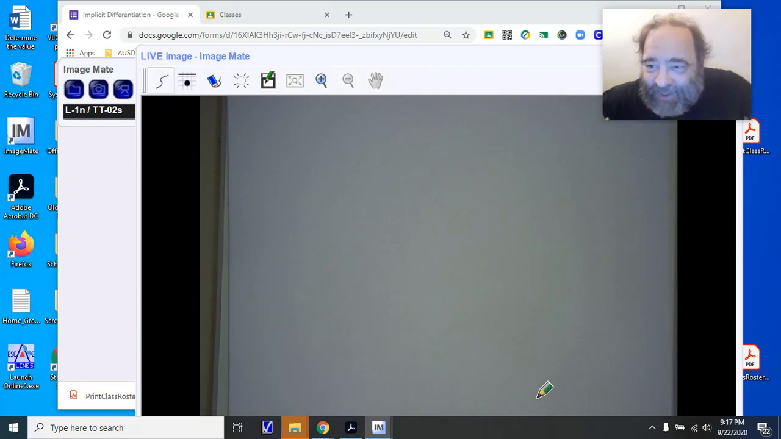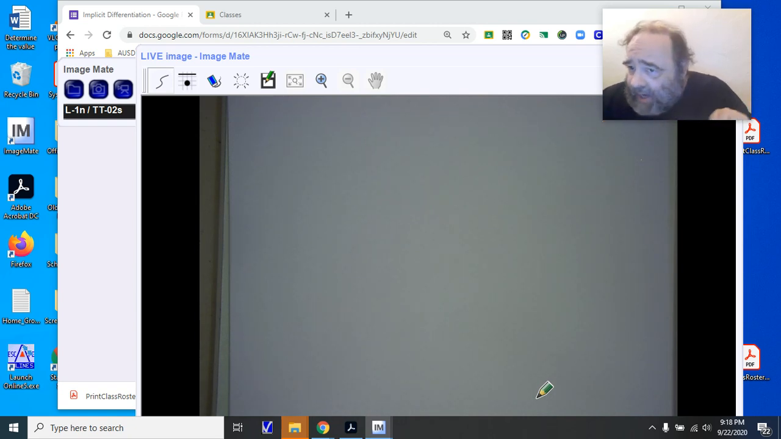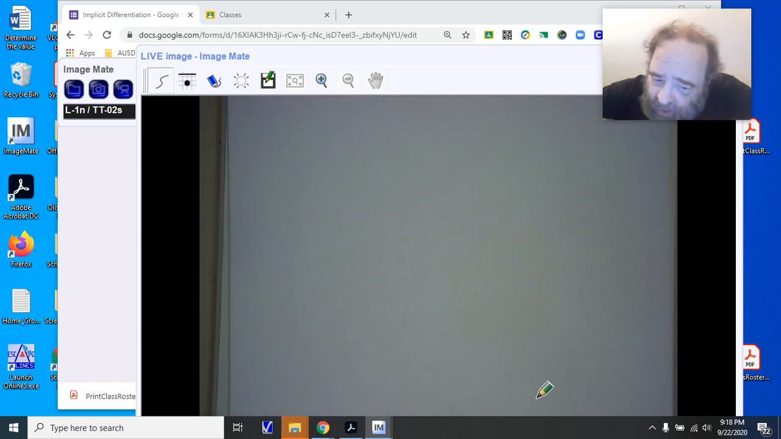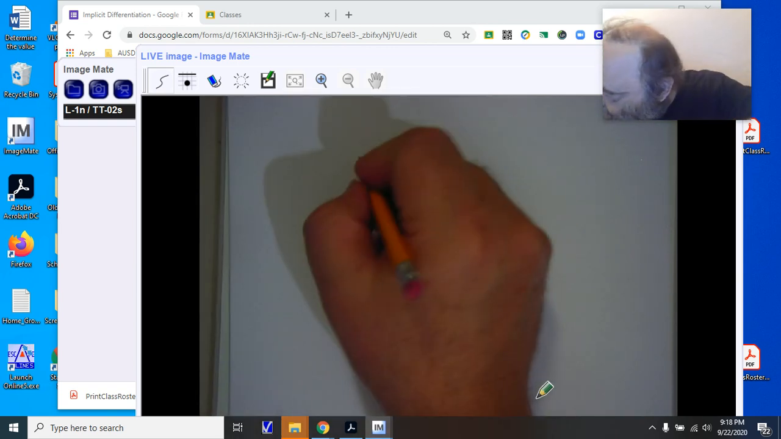Welcome, Hornets. This is the last portion of the implicit differentiation that we have before we start using it for a purpose. So one of the last things that we have to do is solve for our dy/dx. Now, this is not that difficult if you've got all the other parts done. Let's take a look at an example.